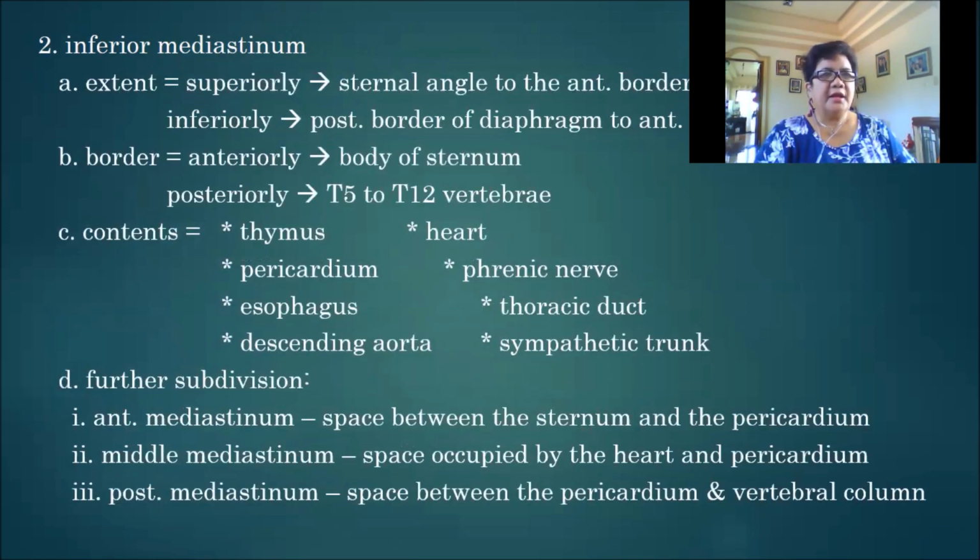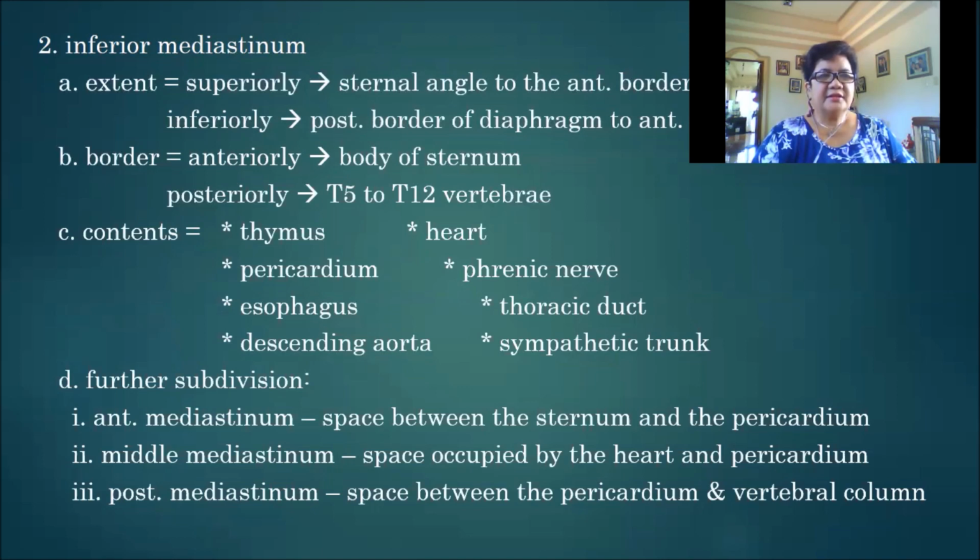Then the inferior mediastinum will be bordered anteriorly by the body of the sternum, which is below your manubrium sternae. Then posteriorly, it will be bordered by your T5 to T12 vertebrae, because you have to remember that the lower or inferior border of the superior mediastinum is your T4 vertebra.